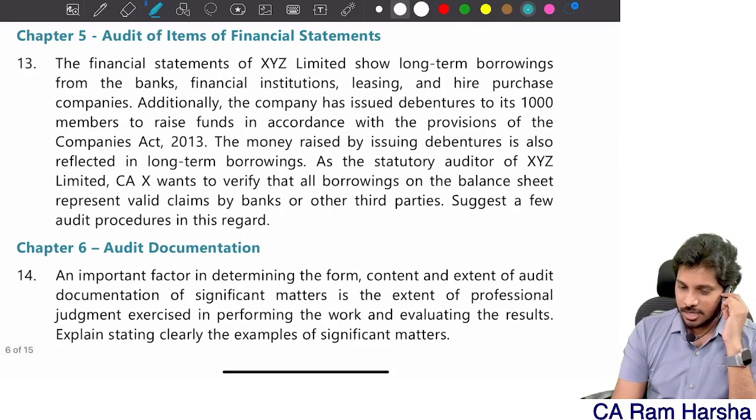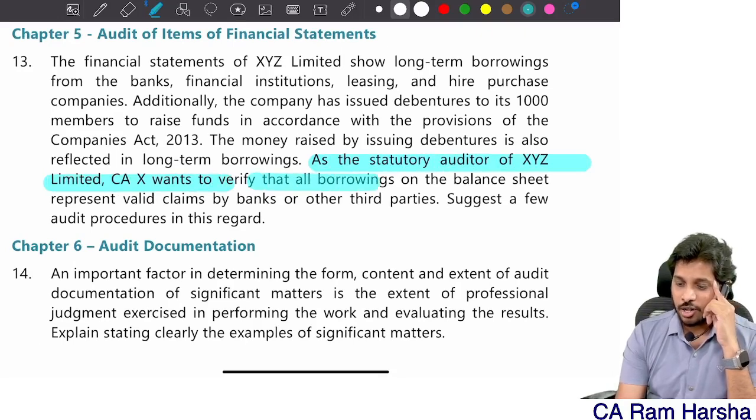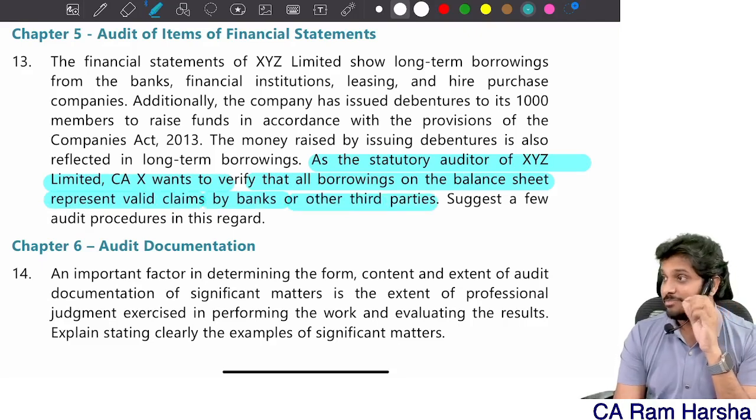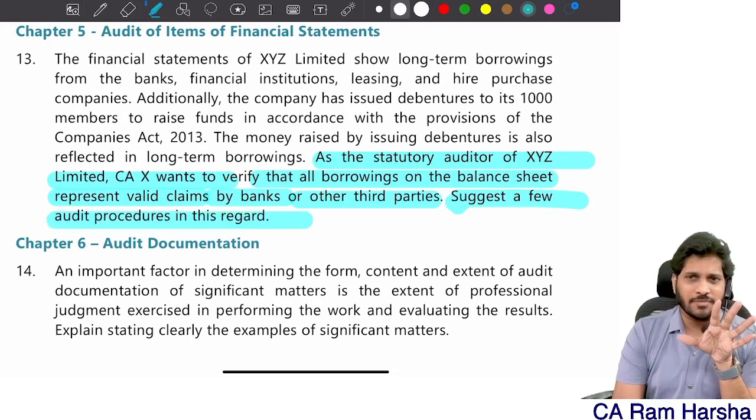Items of financial statements. The statutory auditor wants to verify that all the borrowings on the balance sheet represent valid claims by the banks and other parties, meaning all the borrowings. Completeness assertion, and suggest a few audit procedures. Items of financials, a straight question only.